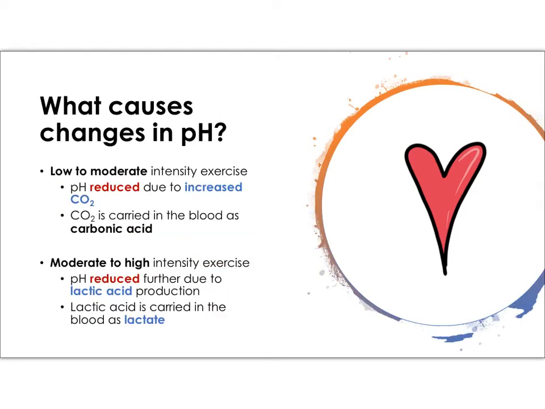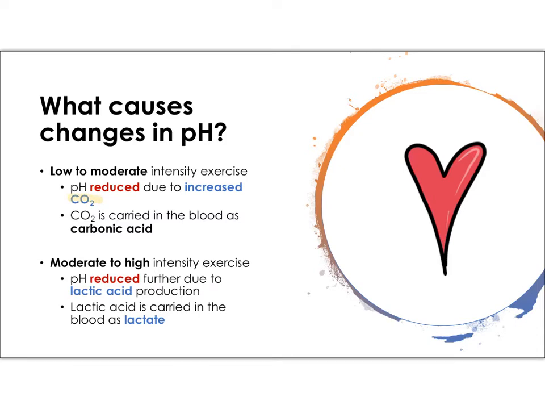So what causes these changes in the pH of the blood? Well, as I mentioned before, there's differences in the acidity for low to moderate intensity exercise to moderate to high. So let's have a look at low to moderate first of all, where the pH is still reduced, and this is down to increased carbon dioxide.